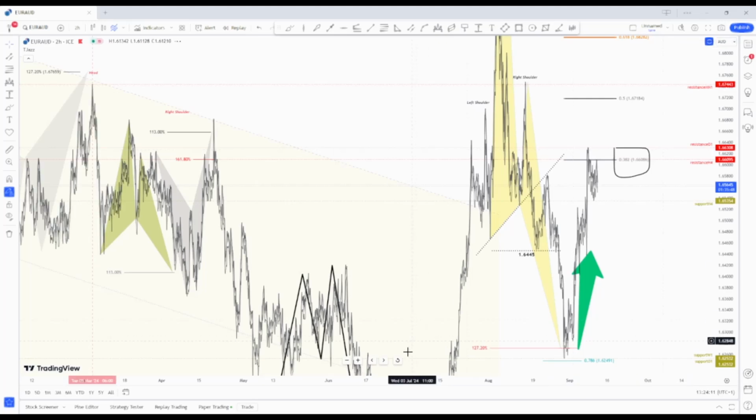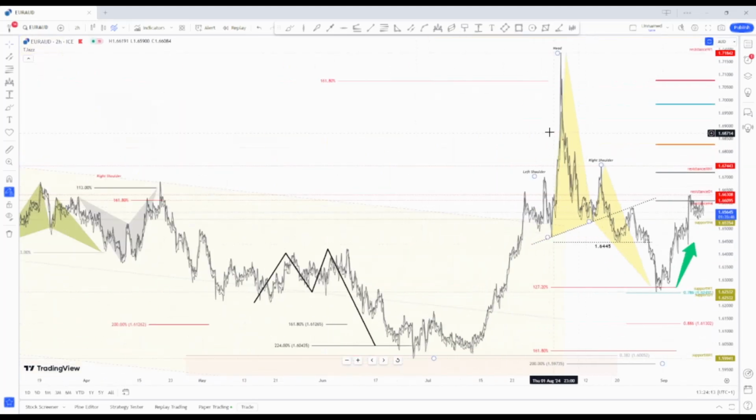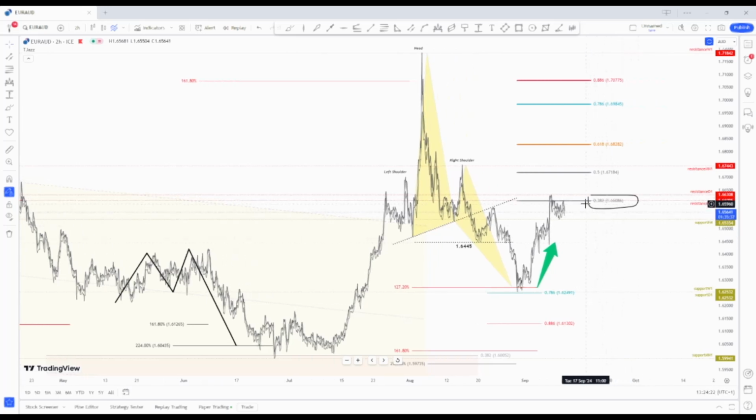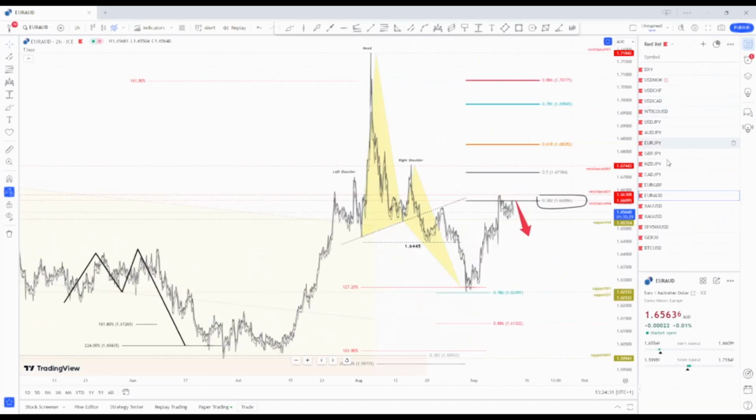Euro versus the Aussie, nice reaction to the bullish butterfly pattern completed before, and then a move towards the default target levels, 38% Fibonacci level. This may act as a pressure zone for the pair, so I will expect a pullback from this price zone.